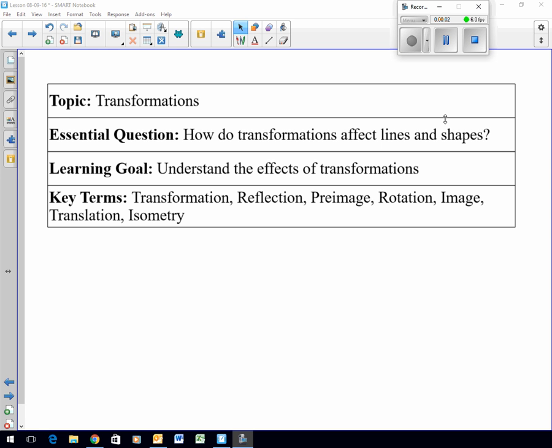Lines and shapes, understand the effects of these transformations, add a little bit of vocabulary in there.